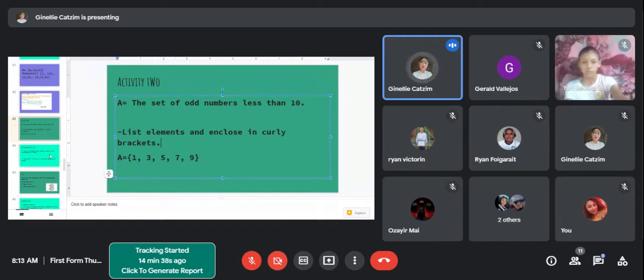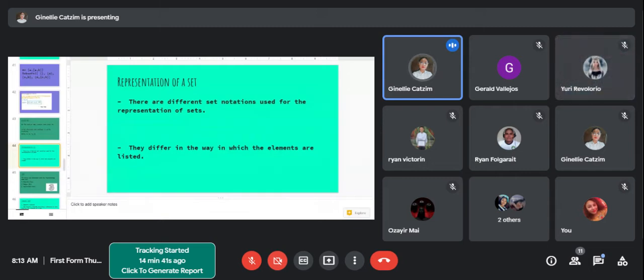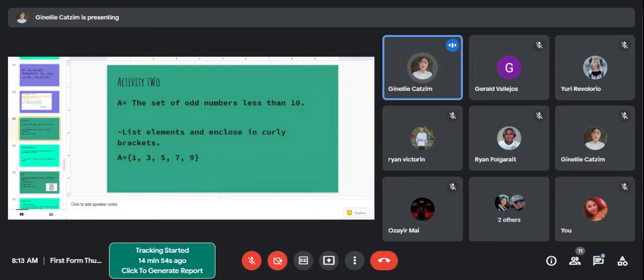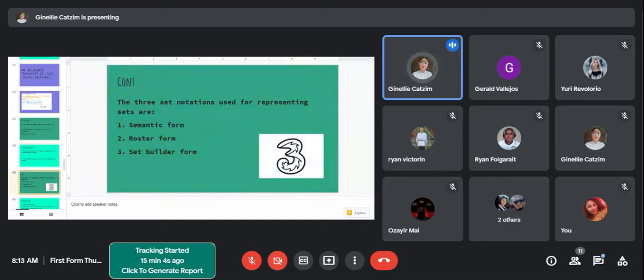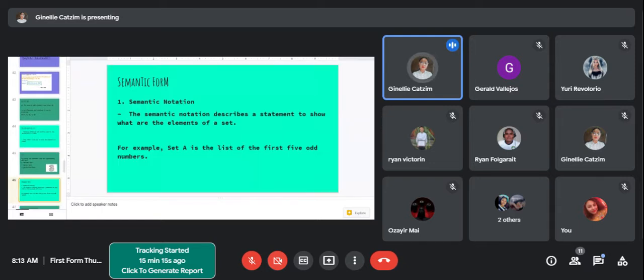So firstly, we have different notations to represent a set. They differ in the way in which the elements are listed, just as I mentioned, right? Here the elements were just in word form, but we put them in another form, we list them in curly brackets. So the 3 set notations used for representing sets are the semantic form, the roster form, and the set builder form, right? We will go over all of these.